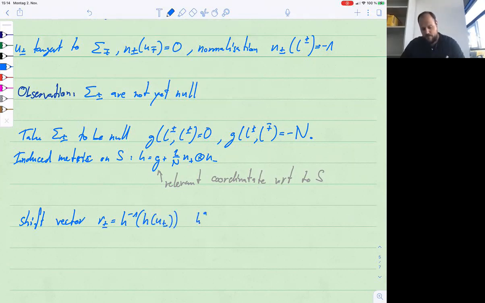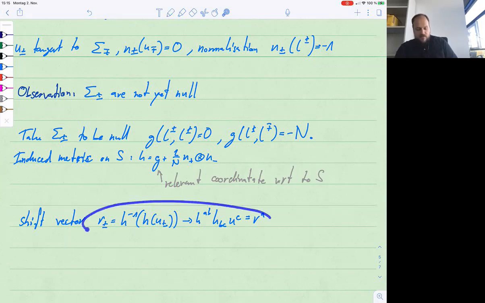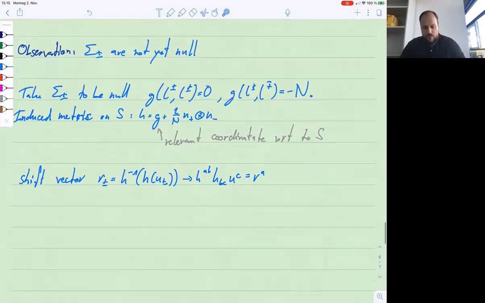And this you can think of, I will write it in coordinates because that is important. You see, it's equal to R^A, because this tells us that when this is zero, our evolution vectors are already null and we don't need to do anything. If they're not null, we need to subtract this shift vector such that they become null. So we want to relate our evolution vectors to the null congruences. And this can be done in the following sense with the null congruences.